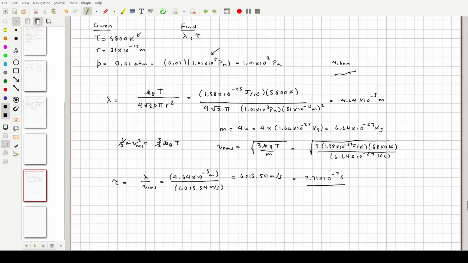So this right here is the average time it takes between collisions. And you could actually talk about the collisional frequency here just by taking that and dividing 1 by it. Because frequency is 1 over the period. This would be like a collisional period.